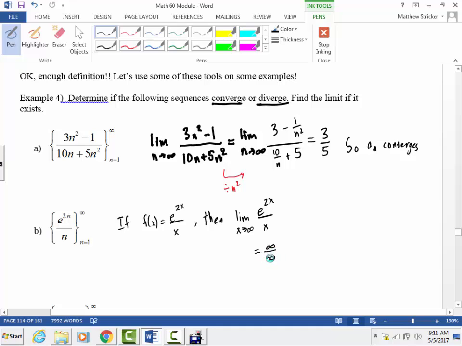If I have infinity over infinity, we can use L'Hopital. So we put our little h here, you guys remember this, and then we take the limit as x approaches infinity. And what do we do with this? Who remembers how we take L'Hopital with somebody? Ken? The derivative. So what's the derivative of the top?